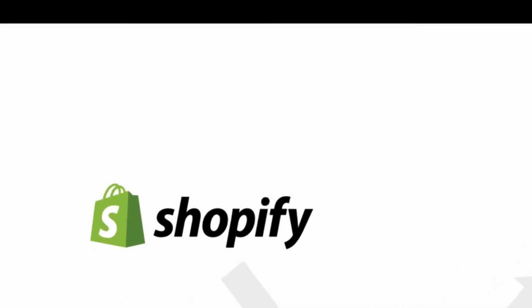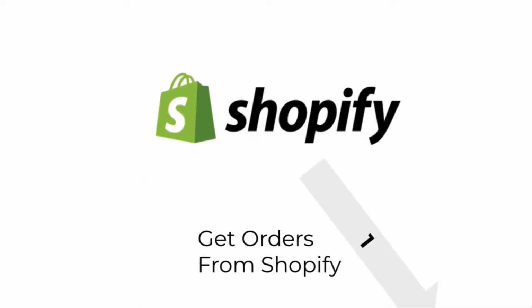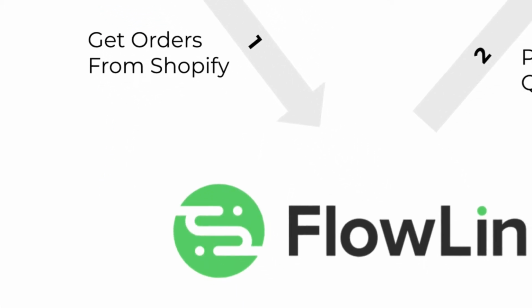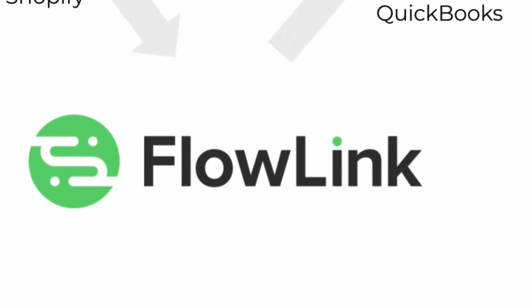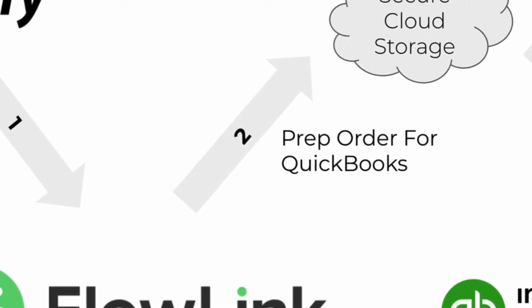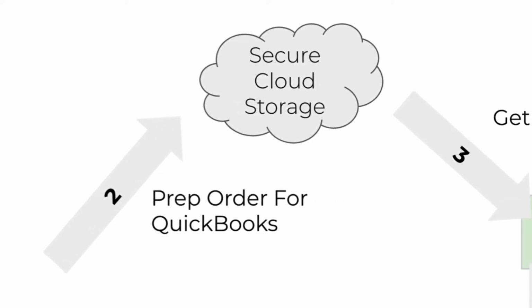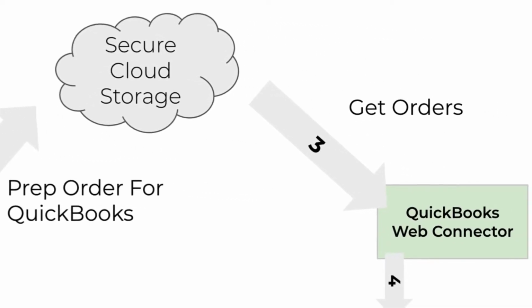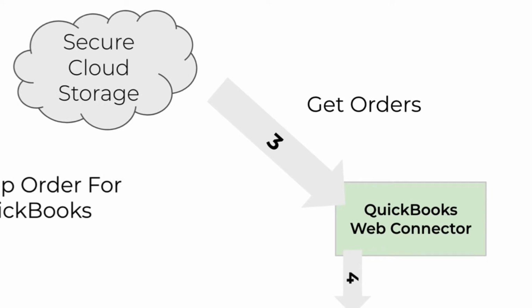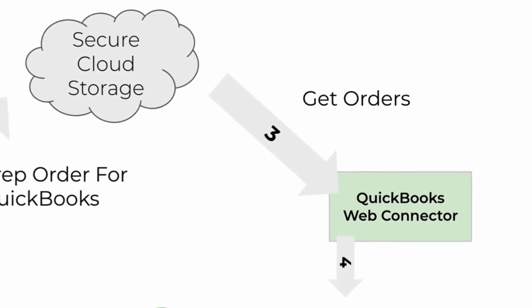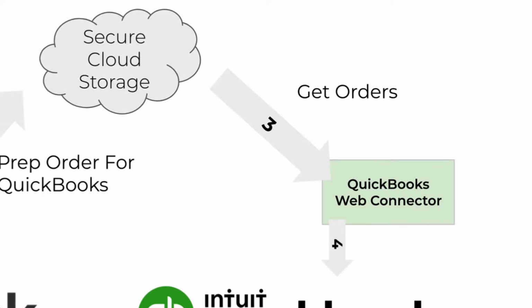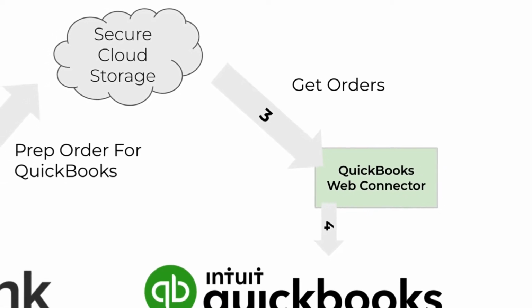The first step starts with Shopify. FlowLink asks your Shopify store for all orders since the last time it checked. Those orders are then prepared for QuickBooks and stored in a secure place that lets your, and only your, QuickBooks installation retrieve them. On your computer where you're running QuickBooks, a clever application by Intuit called the QuickBooks Web Connector periodically goes out and retrieves requests from the secure storage location we just created, where it will find the orders we put there for it, bring them in, and store them in QuickBooks.